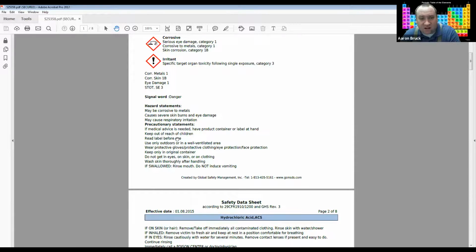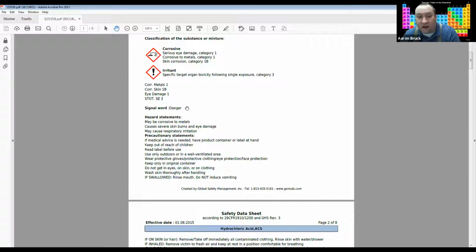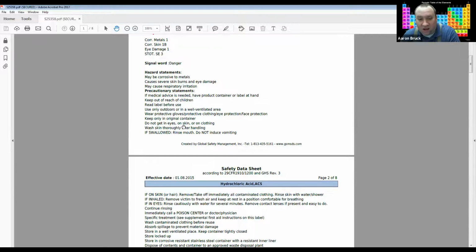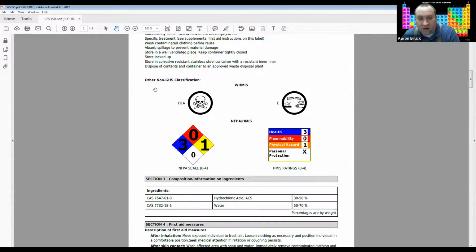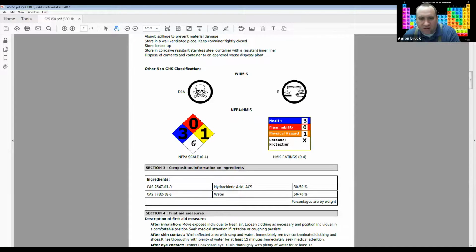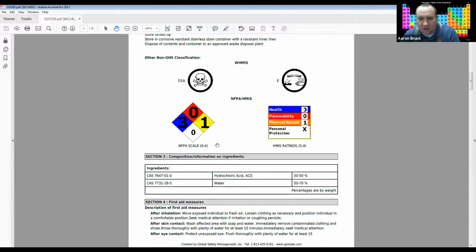Precautionary statements. There's a signal word, so any label for HCl needs to have the word danger on it. Any proper label would. Here are some other classifications. Again, here's the WHMIS, which we're not going to get into too much, but here's the NFPA placard for each of them.